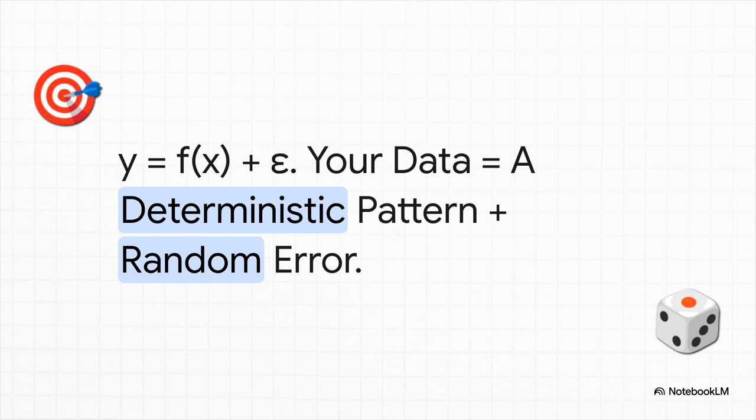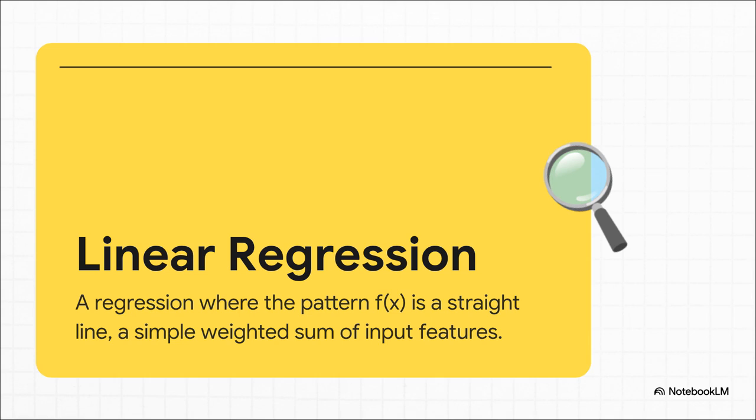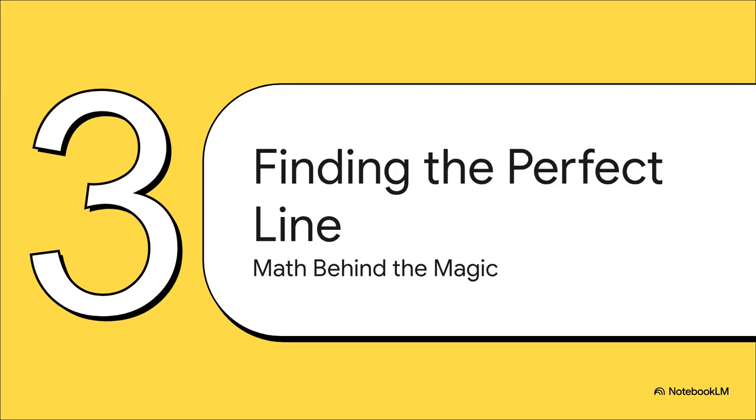The whole game, the entire point of building a model, is to separate that beautiful, clean signal from all the messy noise. And this is where the linear part of linear regression finally clicks into place. We make a big but super useful assumption. We say, you know what? Let's assume that underlying pattern, that signal, is just a straight line. It's not some wild, crazy curve. It's a simple, weighted sum of our inputs. The model's job is just to figure out the right weights for each feature, to draw the best possible straight line through our data.